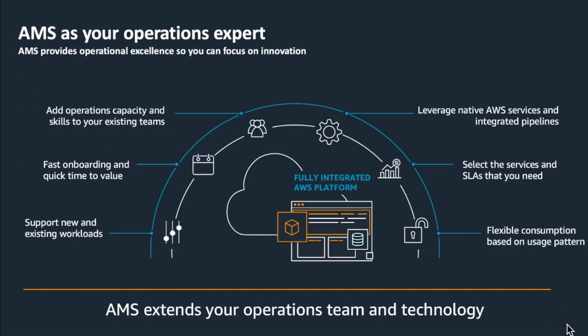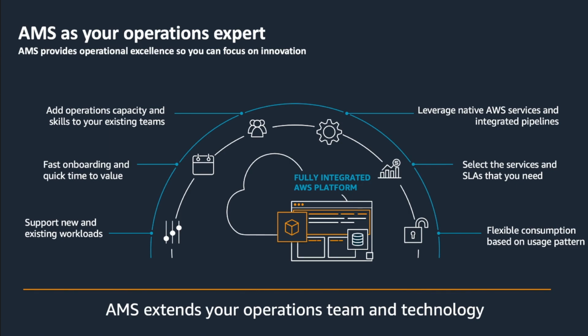Starting off, what is AWS Managed Services, and what does the team do? AMS is your operations partner, extending your operations team and technology so you can focus on innovation. First, we help you evaluate your workloads. We can help you with configurations and enable you to keep workloads running where they are. Customers can onboard fast, in some cases as quickly as 2 weeks. This rapid onboarding means faster time to value.